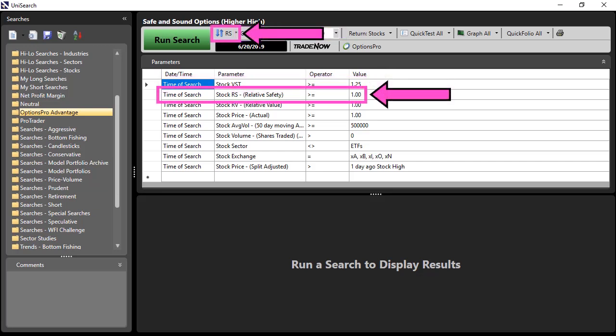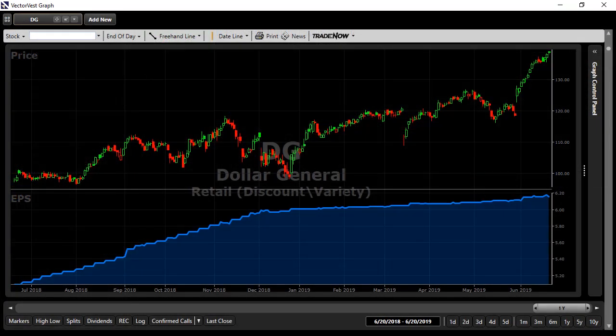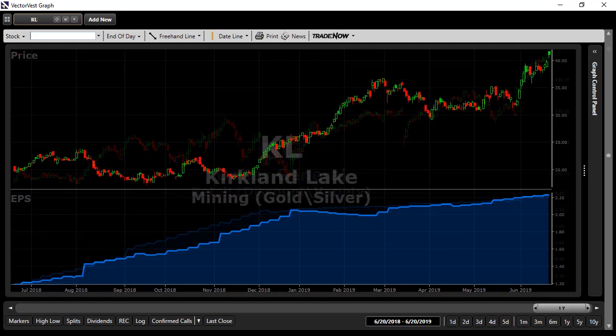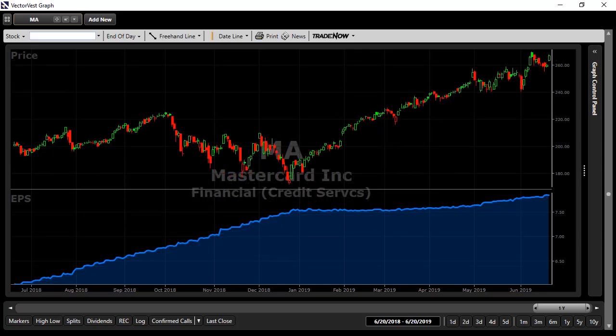Second, to help ensure the stocks have a strong earnings engine, this search looks for stocks that have a high relative safety rating. And third, it makes sure the stocks have an average daily trading volume over 500,000 shares. When you combine all of this together into one search, you will routinely find stocks that look like this. Notice the price pattern and the earnings pattern. Here's another, same pattern. And here's another. This search will help you quickly identify great stocks for your bullish option income trades.